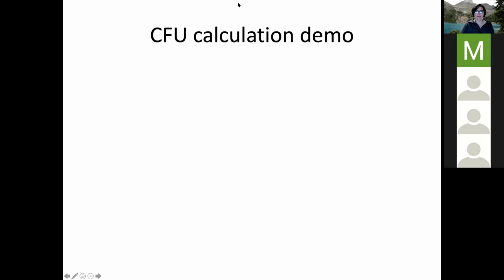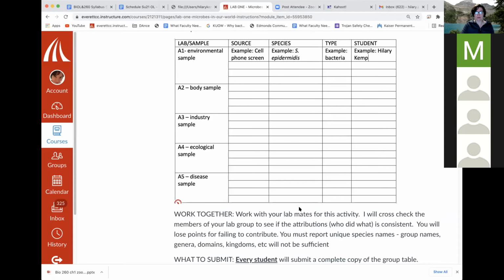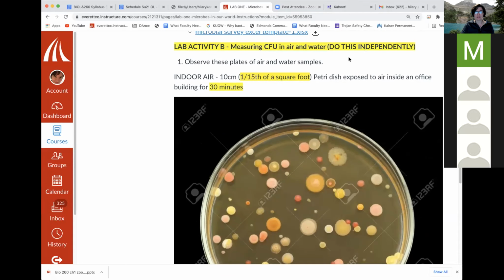All right, now I'm going to walk you through this demo, but first I want to go back to Canvas so you can see where this is. This is lab activity B. You're going to do this independently. And if you have questions as you're doing it, it's fine for you to talk to your lab mates about it, but just make sure that you know how to do this yourself.